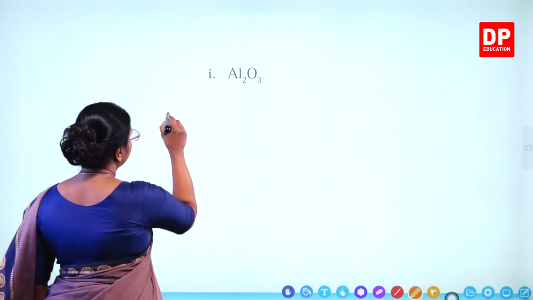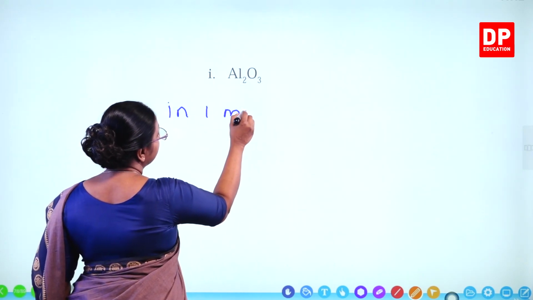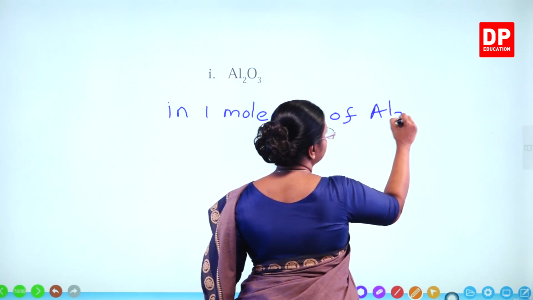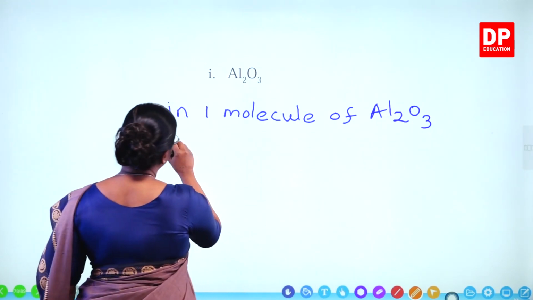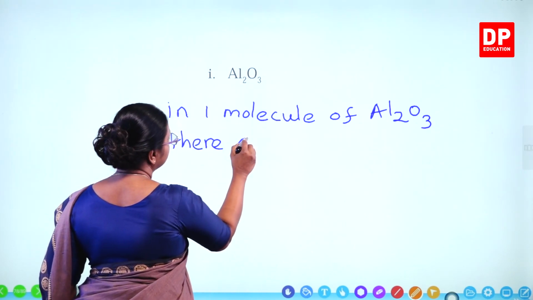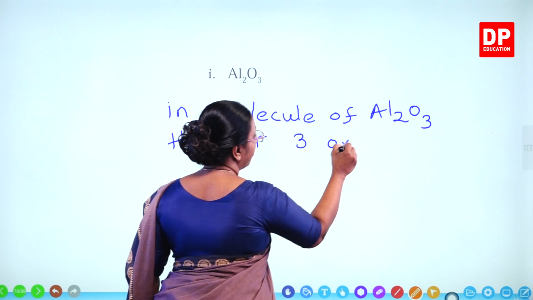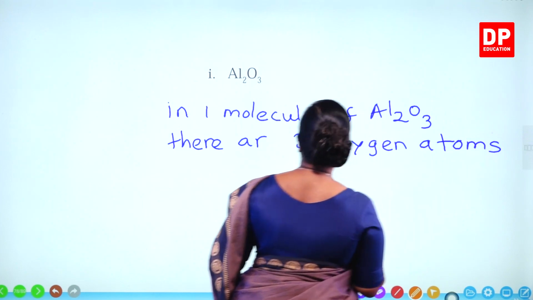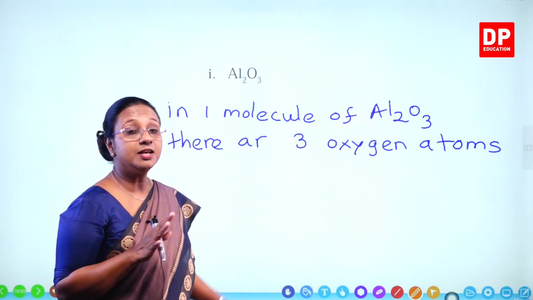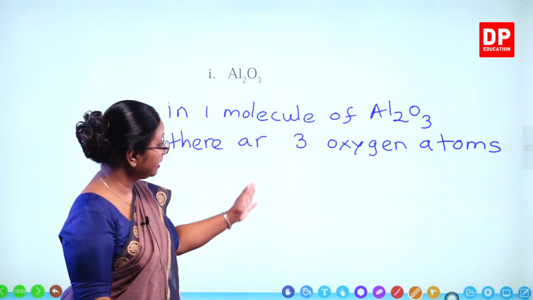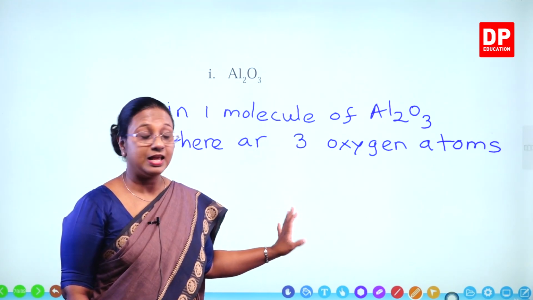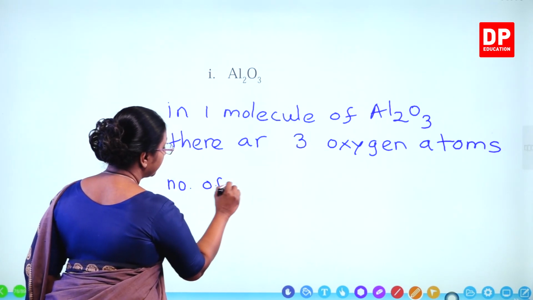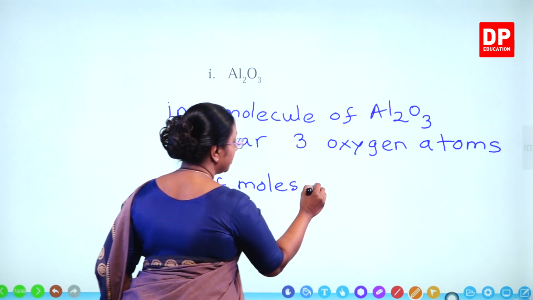So that means you know in one molecule of Al2O3, there are 3 oxygen atoms. So again students, you don't have to write this for your answer because it's the first one in the exercise. I am doing it in detail. What do you need to find? You need to find the number of moles of oxygen.